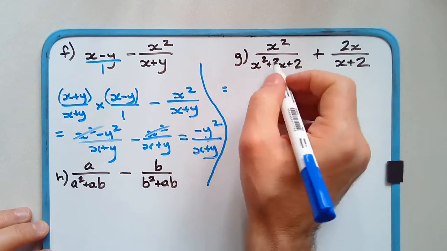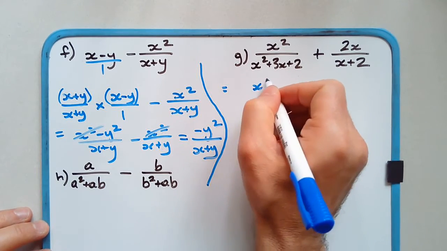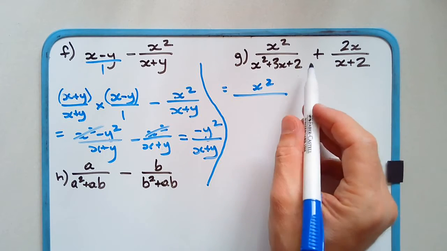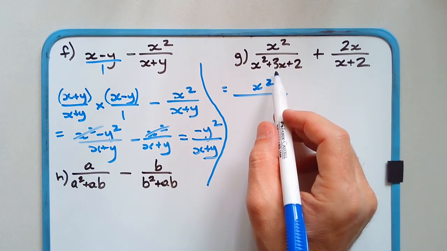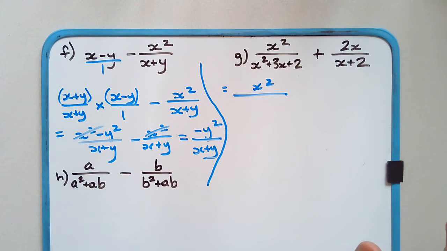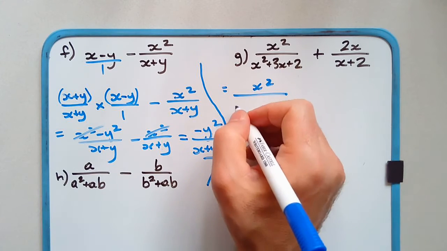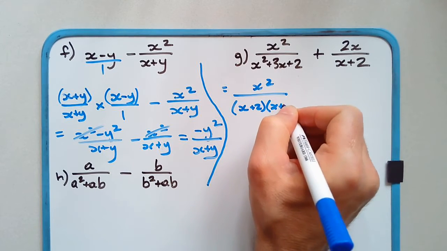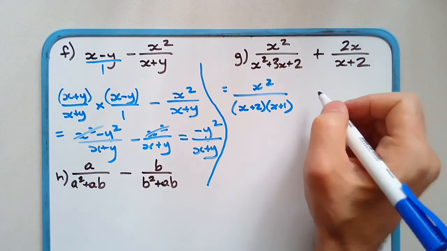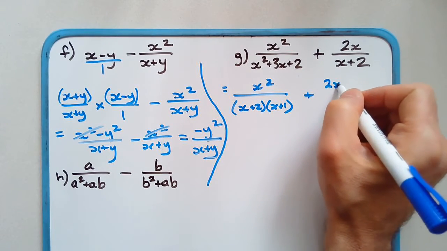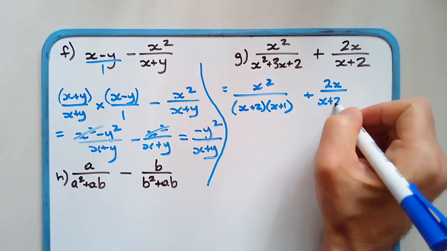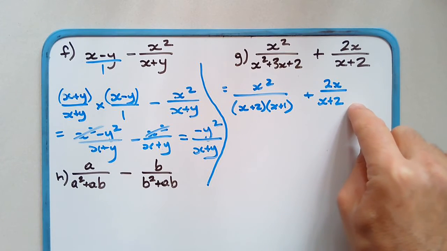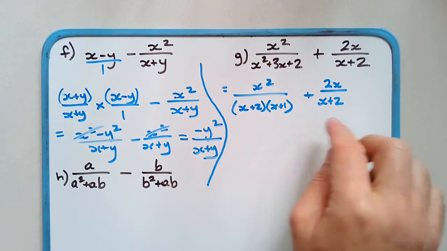Okay, so let's factorize the first denominator. So we have x squared in the numerator over now x squared plus 3x plus 2. Two numbers that when you multiply give you 2, and add to give 3. It's a not nice, well-behaved monic quadratic. So that's going to be x plus 2, x plus 1, plus 2x over x plus 2. Now it would be great if I had an x plus 1 here as well. So therefore the denominators would be common.